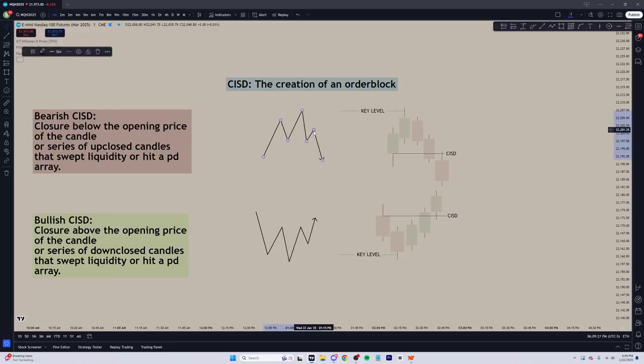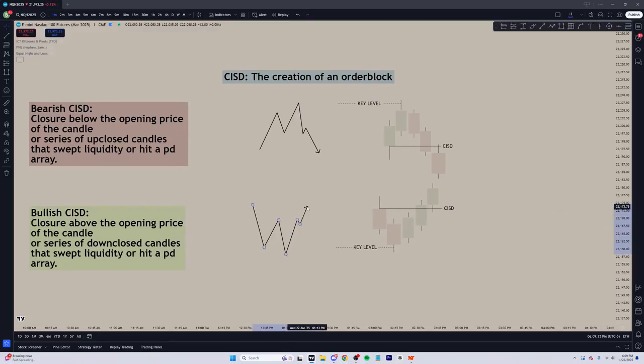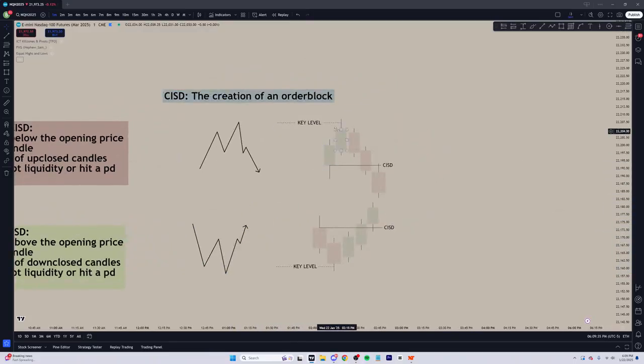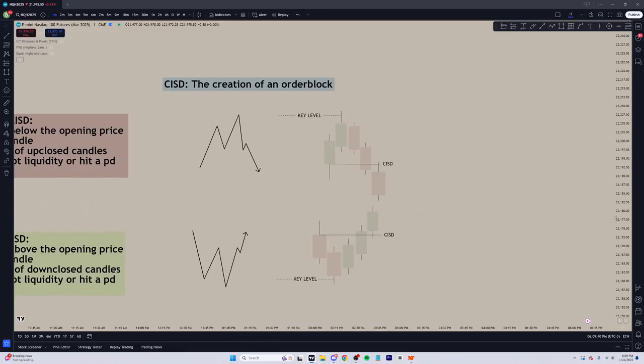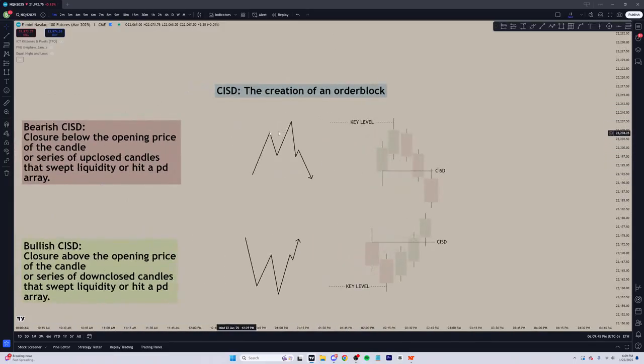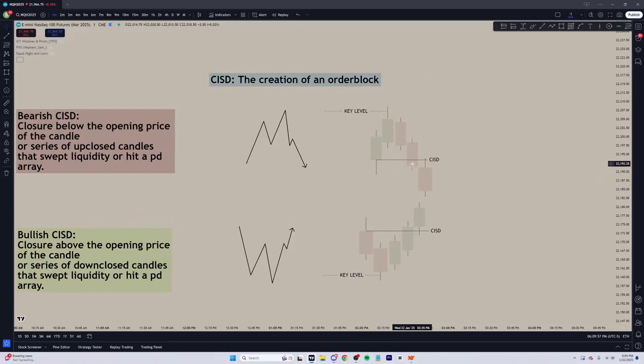This is what a bearish CISD usually looks like, and we'll respect that. Or it'll look something like this, and we'll respect that. So we have a series of up-close candles, and we hit the key level. We then get a body closing below the opening price. Sometimes it's just one candle, sometimes it's a few, or a series of up-close candles that swept liquidity or hit a PDRA, so just a key level. So once we get a body closure below the opening price, this is a CISD.